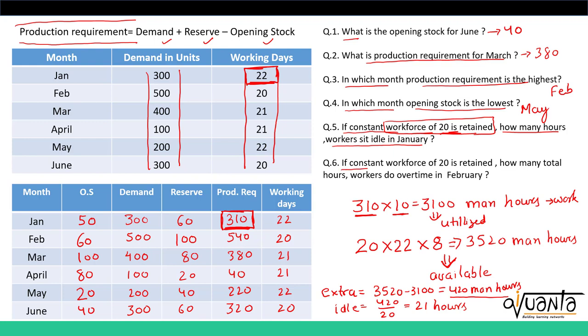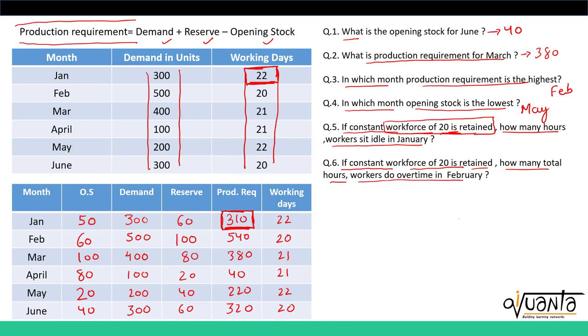Then the next question is, if constant workforce of 20 is retained, how many total hours workers do overtime in February? Now in February we have to produce 540 units, which is given here. So the total work required would be 540 units into each unit requires 10 labor hours. So total work that has to be done will be 5400 man hours. And we have been given that a constant workforce of 20 is retained. That means there are 20 laborers who will be working, and they will be working for 20 days in February because we have been given that in the table.